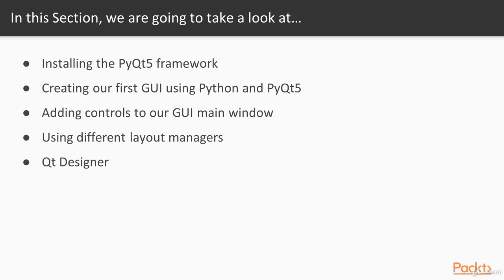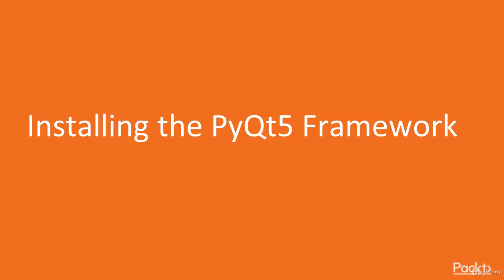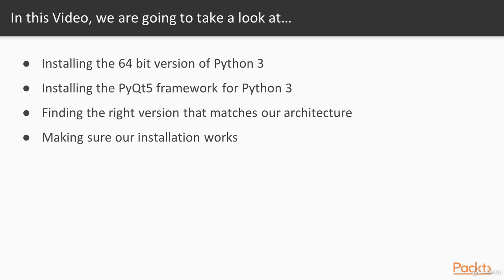This will lead us to the question and techniques on how to lay out our widgets within our GUI. In this first video, we will install the PyQt5 framework for Python 3. But before we do that, we will first make sure that we have the latest version of Python 3 installed. We will find the right version of PyQt5 that matches our architecture, and then we will verify that our installation did succeed.